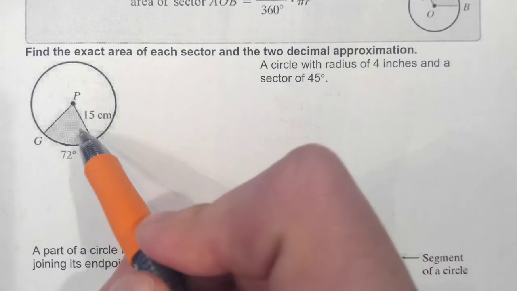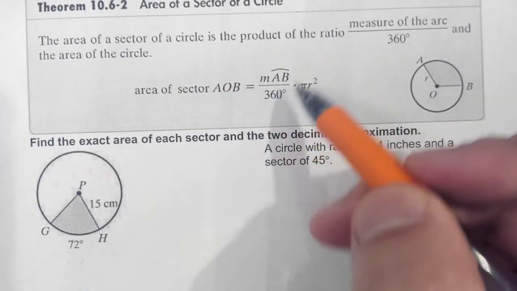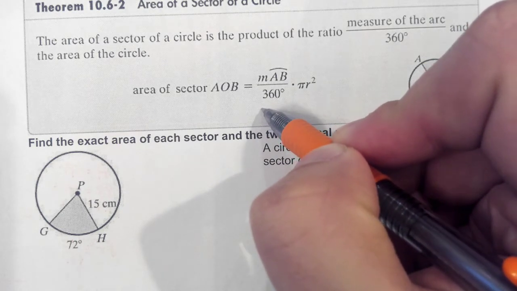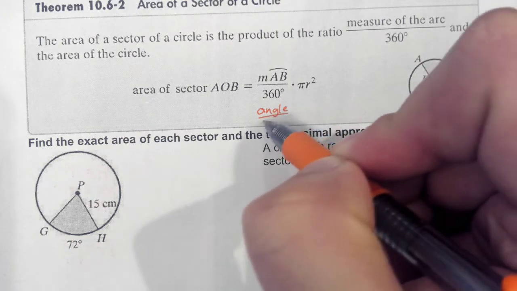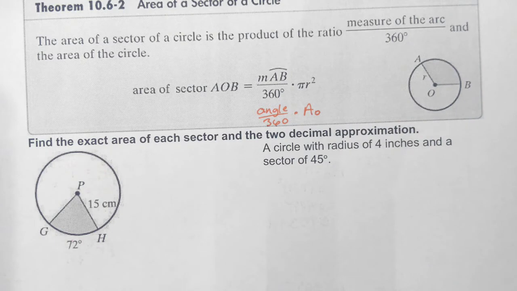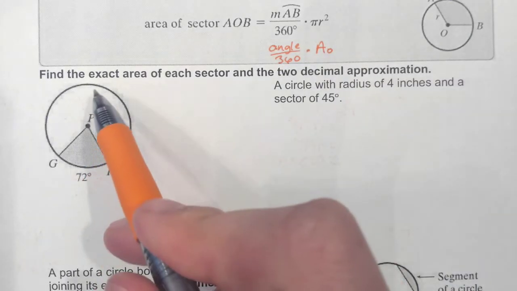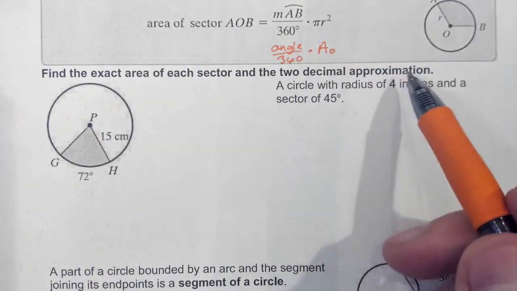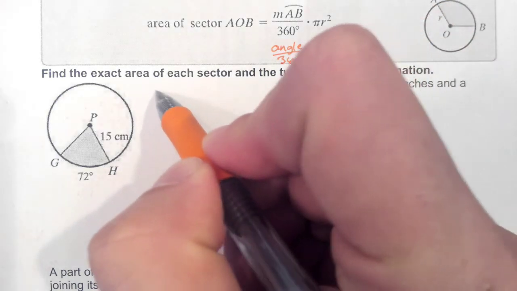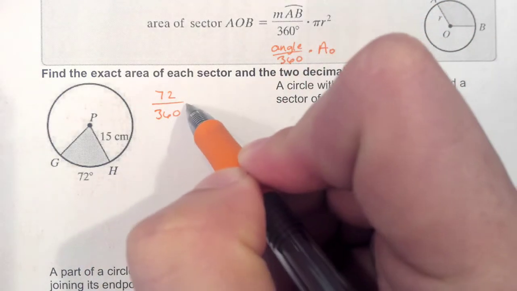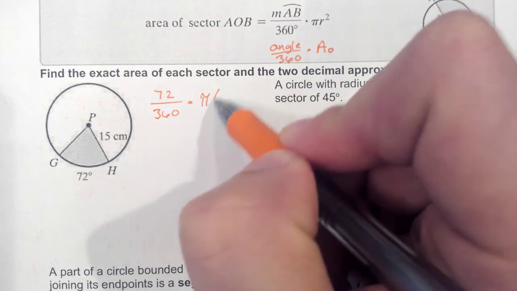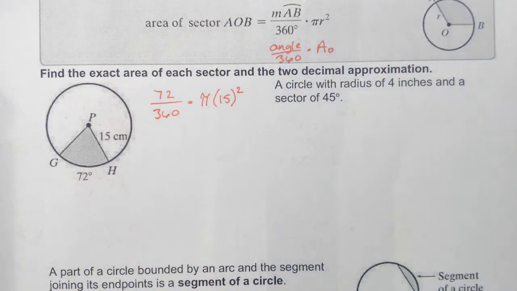So not too hard. So I'll write that down because again this formula looks kind of hard. So it's the angle divided by 360 times the area of a circle. Okay, so if I'm looking at this, they say find the area of the sector and then also the 2 decimal approximation once again. Okay, so the angle is 72 divided by 360 times the area of the circle, which is pi, times the radius, which is 15 squared.